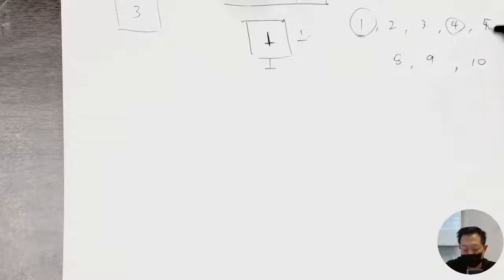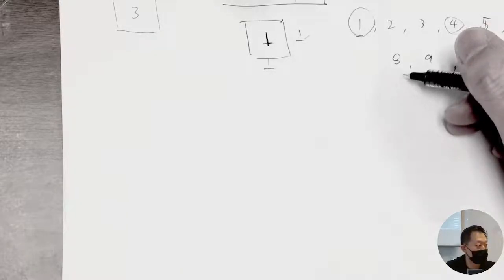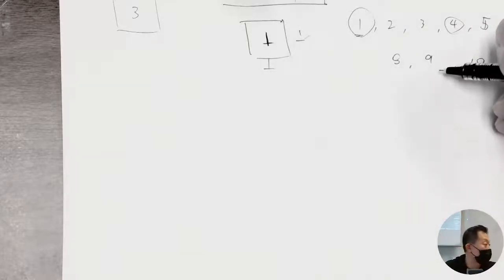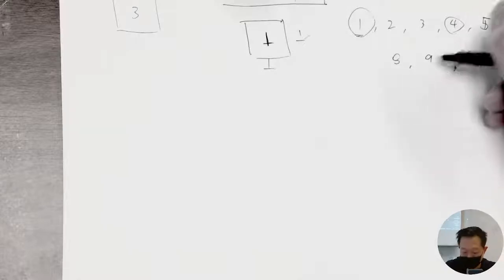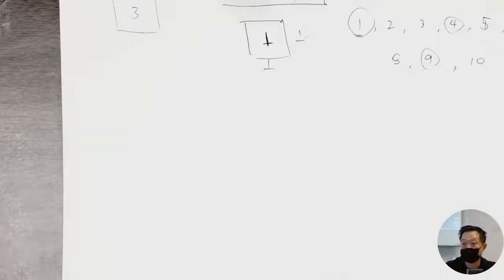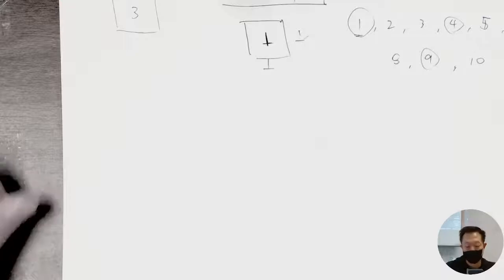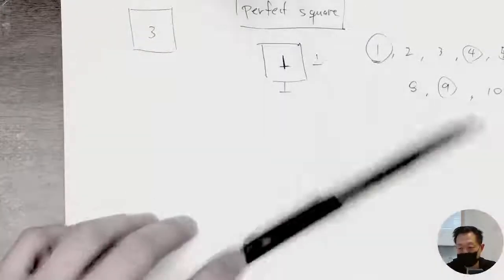Any number that multiplies to 5? 6? 7? 8? Any number multiply to 8? No, 2 and 4, but they are different. 9? Yes, 3 and 3. So now you know how to find a perfect square. They are the perfect squares, and the numbers in between are not perfect squares. Now we have identified what perfect squares are.